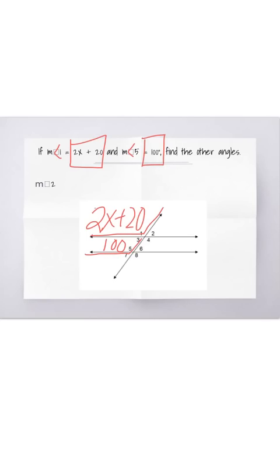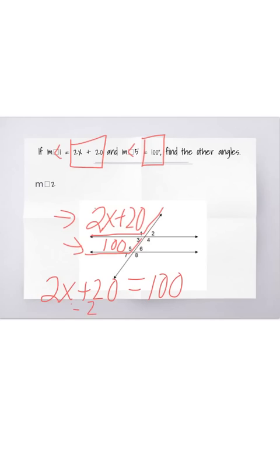You'll notice that they are both on the same side of the transversal line. One is inside the parallel lines, and one is outside. This means that they are corresponding angles and are equal. So because of that, we can set 2x plus 20 equal to 100 degrees. And then you solve for x.